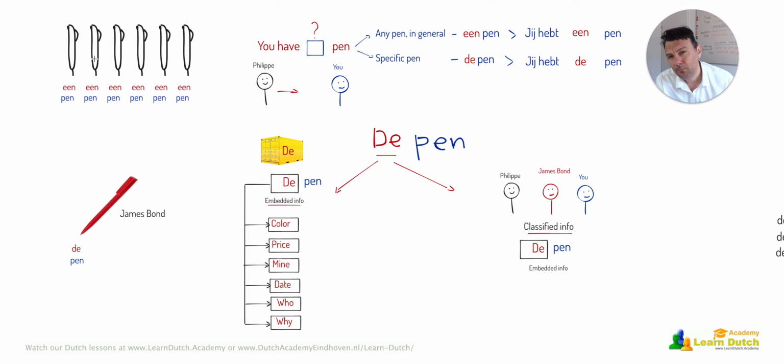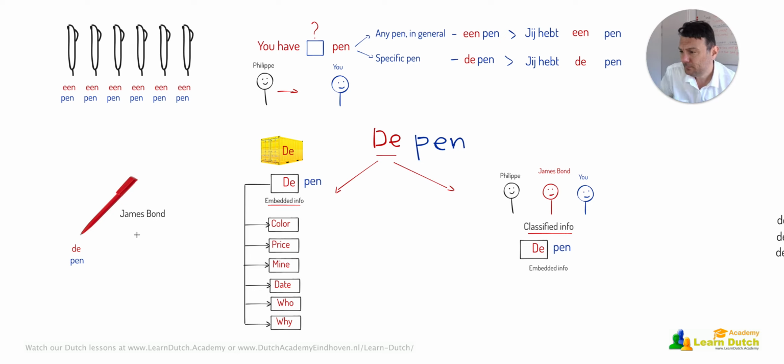Please look at me and watch it very carefully. I got this pen from James Bond. He gave it to me last year for my birthday. It cost $100. It's a present. Now, you and me, we both know there is one specific pen, the pen I got from James Bond. In this case, I can add another little word, the. The means that you and me, we both know there's one specific pen.